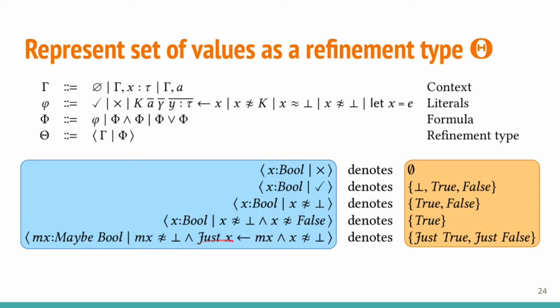This last one here shows what's unusual about our refinement types. It has a pattern guard on mx that brings just's field x into scope, which then scopes over the conjunct to the right of the pattern guard.